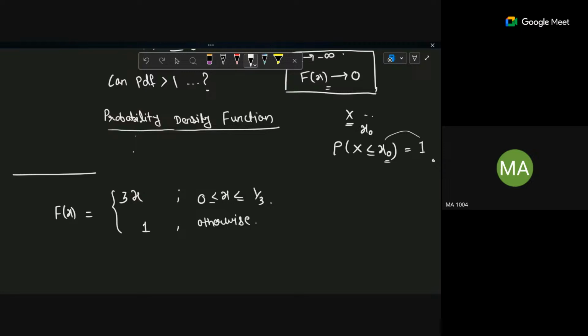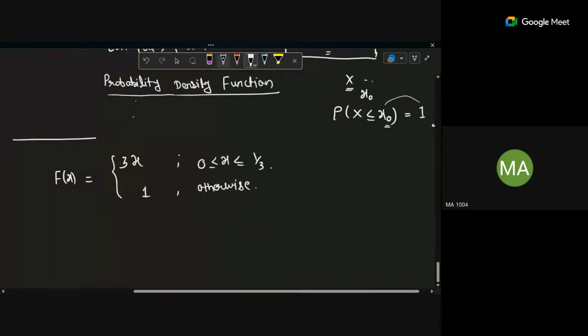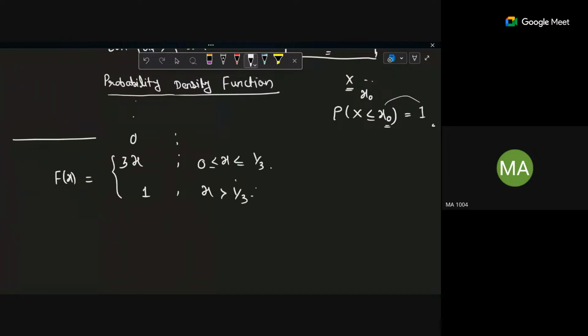Like in week 4, we have some graphical representation also, so I'm just going with that. If your CDF for the particular random variable x is given like this, then how will you proceed? Sorry, it should not be 1; it should be 1 whenever your x is greater than 1 by 3, and 0 when x is less than 0. I think this one you can plot in a graph, right?